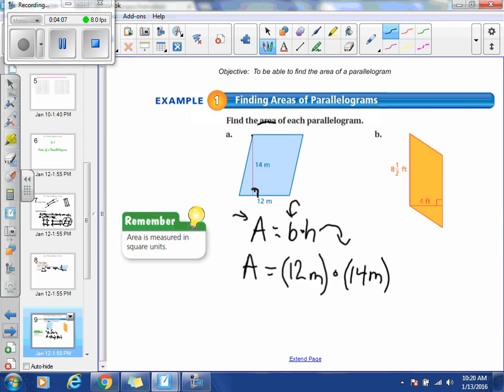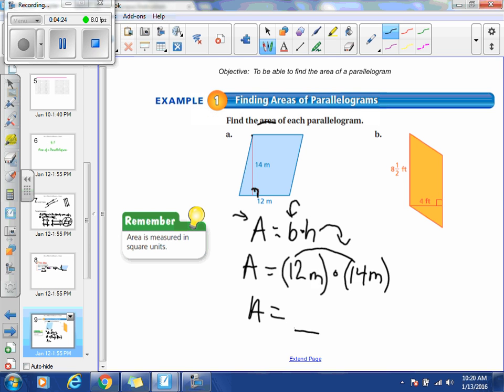Okay, so to find the area of this parallelogram, the amount of surface it covers, I take 12 times 14, base times height. I know what 12 times 14 is. Do you know what 12 times 14 is?